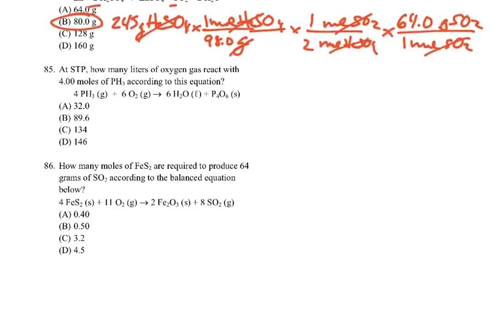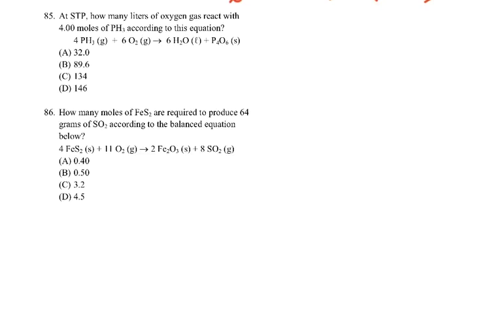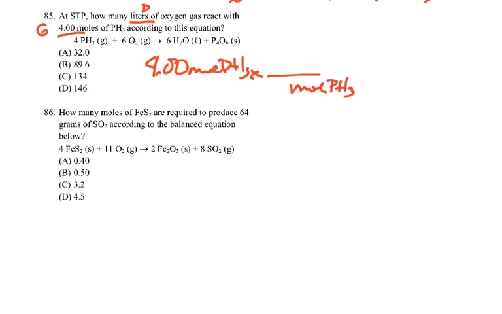Okay, 85, at STP. At STP means you're probably going to use 22.4. How many liters of oxygen, so this is our desired, of the oxygen gas, react with 4 moles of PH3 according to this equation. So my given is 4 moles of PH3. And since we're starting with moles, then we're just going to go from moles to moles. So moles of PH3 to moles of oxygen, which is O2. And in the balanced equation, I can see that's a 6, and this one is a 4.